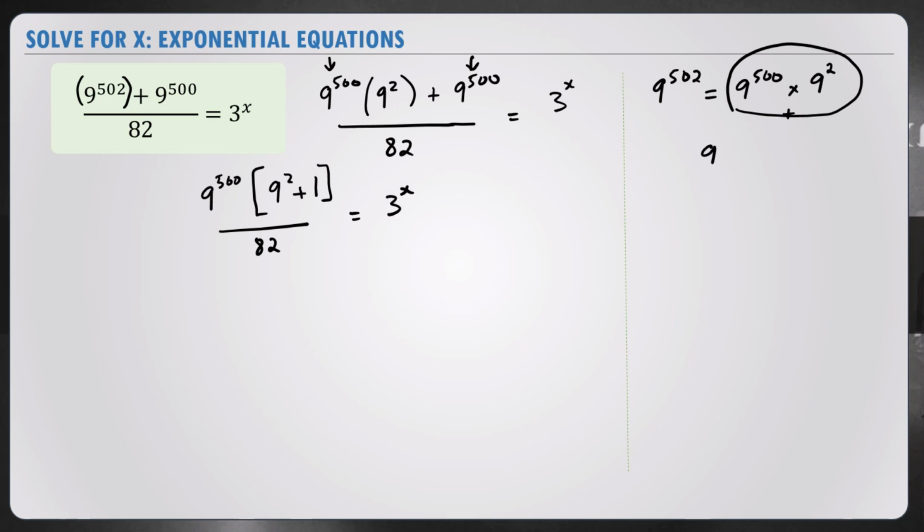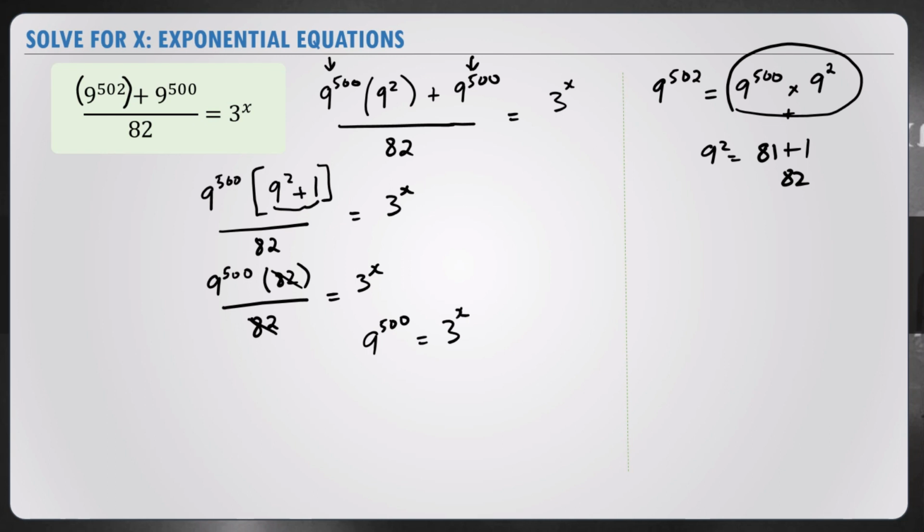We know that 9 squared is equal to 9 times 9, which is 81. And 81 plus 1 is equal to 82. So 9 squared plus 1 here will be 82. So we are left with 9 to the power of 500 into 82 over 82 is equal to 3 to the power of x. This cancels and we are left with 9 to the power of 500 is equal to 3 to the power of x.